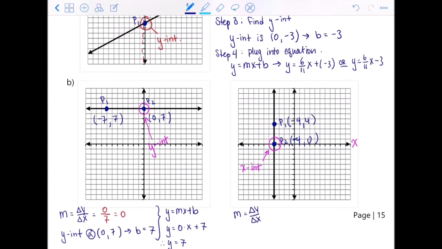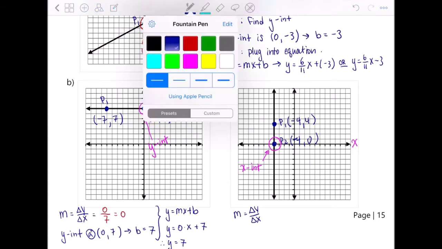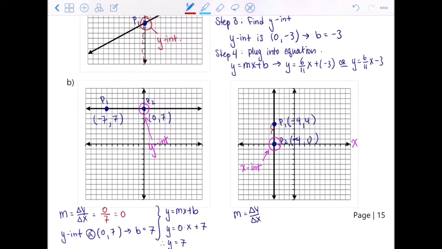So the rise, in this case, from point 1 to 2 was 1, 2, 3, 4. So it was 4 down. So we can say delta y is -4. But was there any horizontal change? No. So delta x is 0. Notice that when you divide any number by 0, this value becomes undefined. So slope is undefined. That's really weird, isn't it?